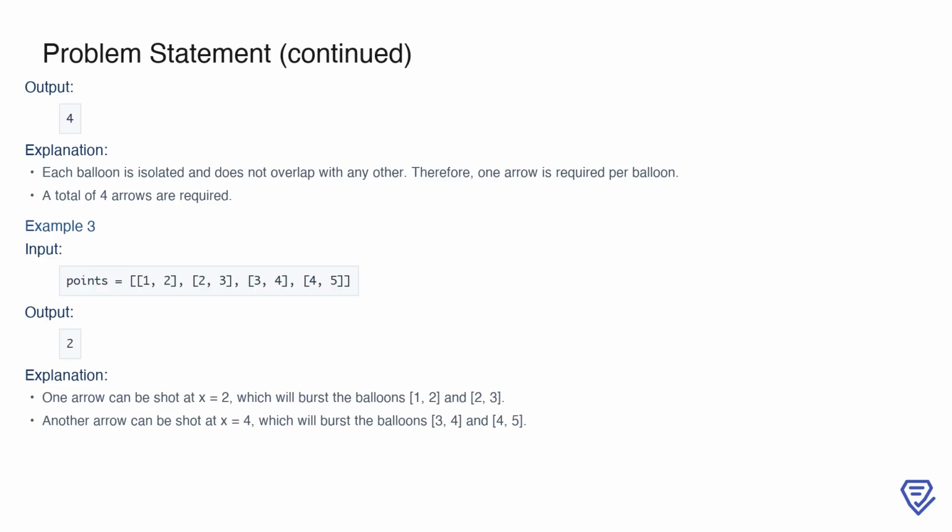Conversely, in a scenario like points equals [1, 2], [2, 3], [3, 4], [4, 5], some balloons do overlap. For this case, one arrow at x equals 2 can burst the first 2 balloons, and another arrow at x equals 4 can burst the last 2. Thus, only 2 arrows are needed for this input.